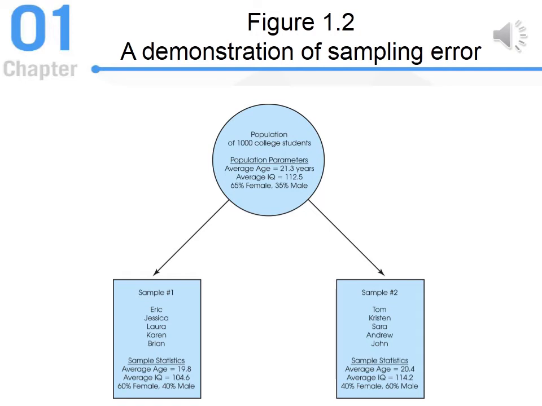Each sample also has sample statistics: average age, average IQ, and proportion of male to female. If you look at the statistics for sample 1, for example, you might imagine that the average age and average IQ of college students is somewhat lower than the population parameters from which they were drawn. Also, if you look at sample 2, you would have a very different conclusion about the proportion of college students that are female than if you looked at the actual population parameters. So in each case, neither sample is a perfect representation of the population from which it was drawn.